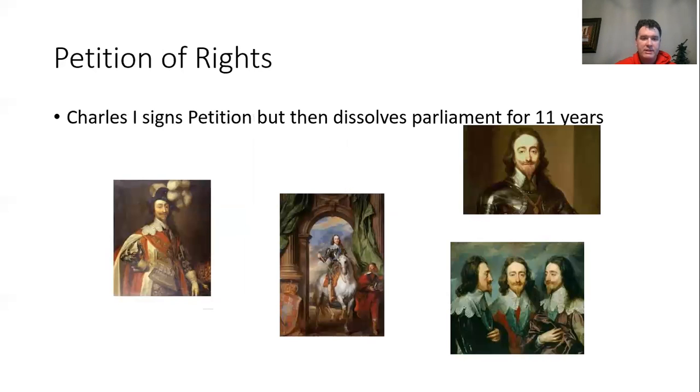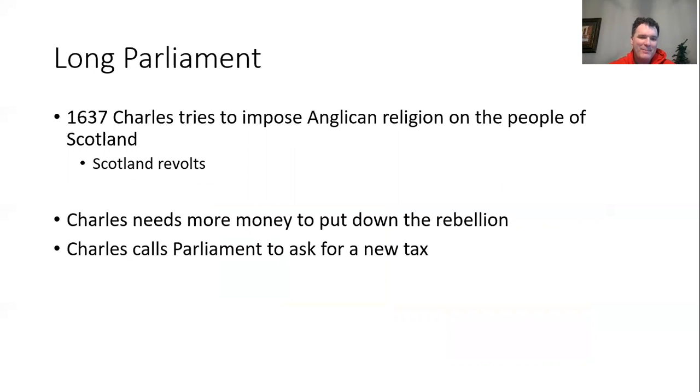And so Charles I doesn't like this, but he signs the petition. He gets his tax increase, and then he dissolves Parliament for the next 11 years. And here are some pictures of Charles. I think you get a pretty good idea of his personality just by looking at these pictures. I like the one on the bottom right where it has all 3 of his sides. You can always see him talking to the artist, like, make sure you get my good side, and they're all good.